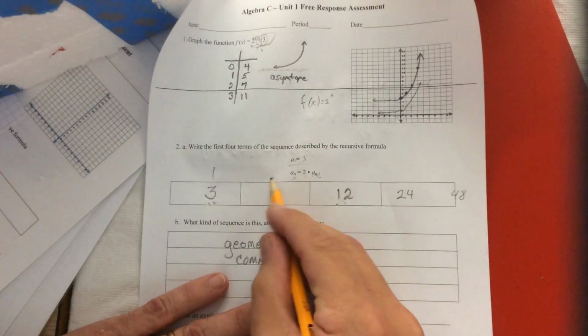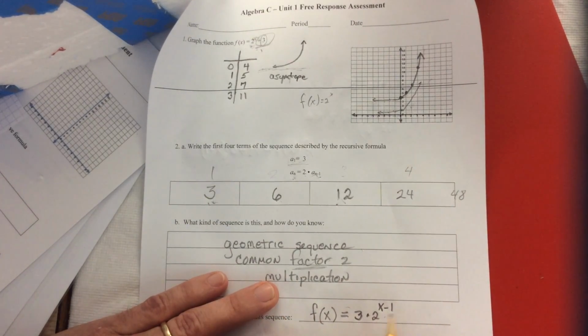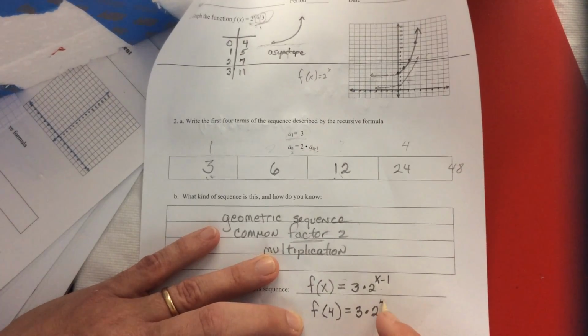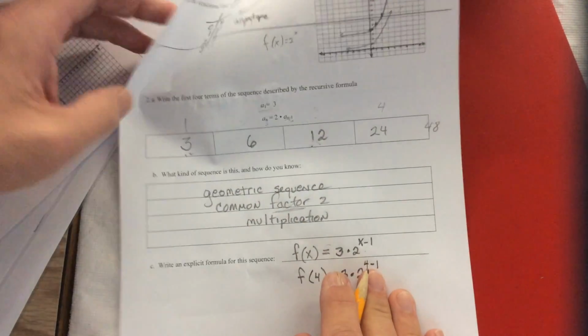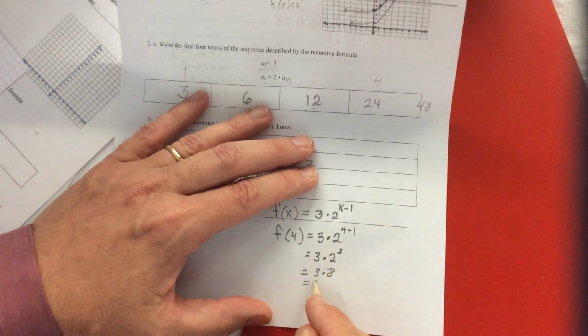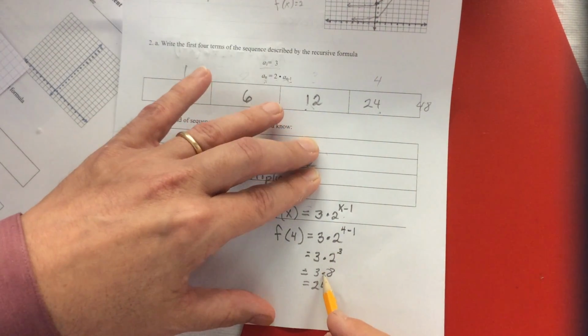Okay. Let's go back here for a minute. Here's term 1, term 2, term 3, term 4. Let's plug in 4 for x and see what happens, just to double check. 3 times 2 to the 4 minus 1 power. That's 3 times 2 to the 3rd power. That's 3 times 8. That's 24. And yes, that worked. We've got a good formula.